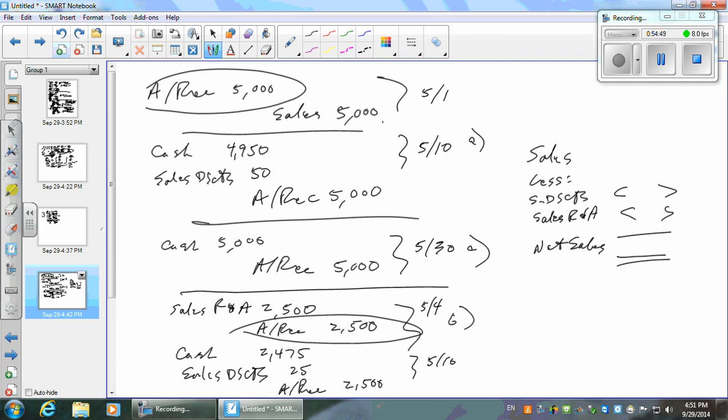This is all called the gross method of recording sales discounts. There's also a net method that we'll worry about in intermediate, okay? Where you take the discount out up front instead of waiting until they pay you. So what would it look like if they did this, you guys? If they took that approach.